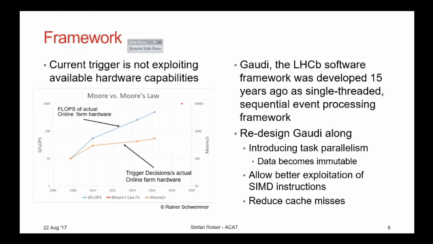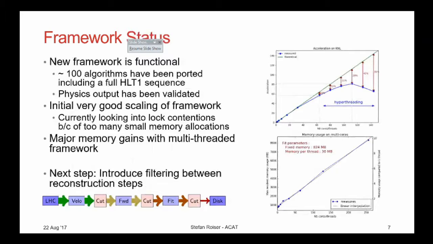So we need Gaudi, the framework that we're using to do the event processing. It was developed 15 years ago. Nobody talked about multiple cores at this time, so it was just a sequential event processing framework. So we are redesigning Gaudi at the moment. We are introducing task parallelism. We are looking into SIMD instructions, and to reduce cache misses that we are seeing with the current software.